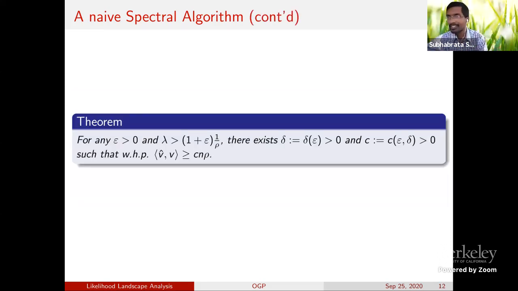And this is very easy to see just using properties of Gaussian random matrices: you need lambda to be bigger than 1 over rho for the naive spectral algorithm to work. Note that 1 over rho, when rho is small, is much bigger than the square root of 1 over rho threshold that you need for MLE to work. And so this brings us to a natural question: what happens for intermediate signal strengths lambda?